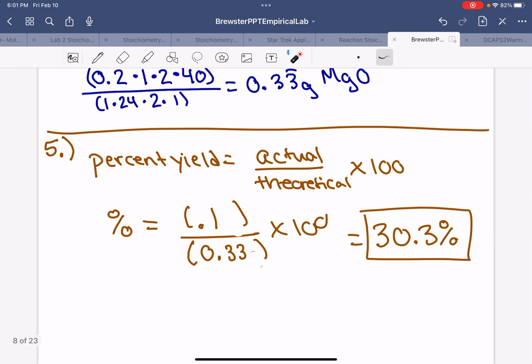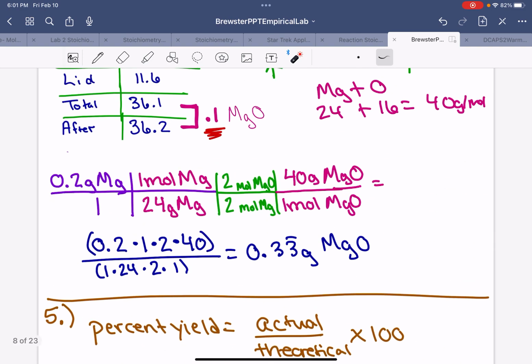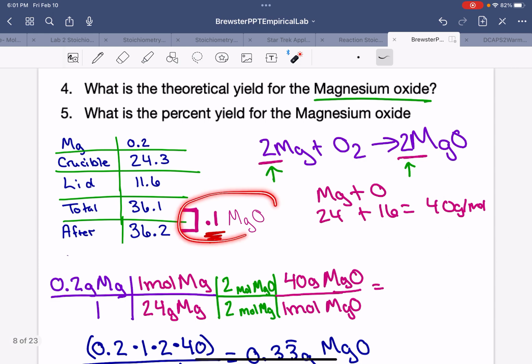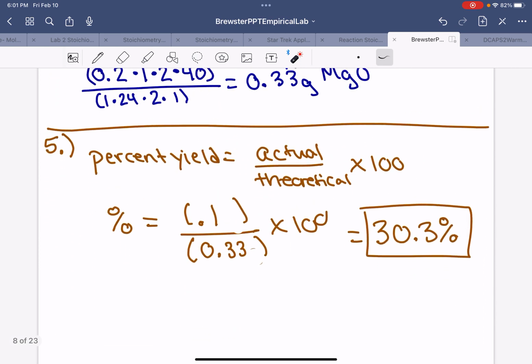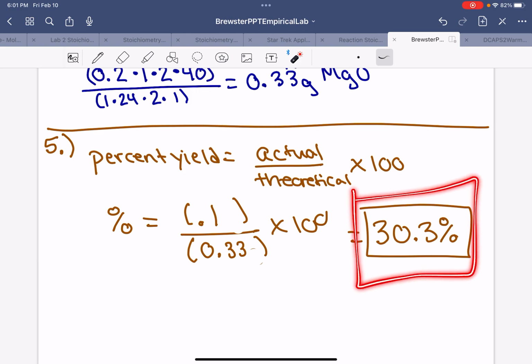Percent yield. Question 5 is actual over theoretical. So when we did this, our actual was 0.1. So we're going to put 0.1 on top and 0.33 on bottom. Then we're going to multiply it by 100. Notice we get 30.3%. So we did not obtain our theoretical yield. So even though we produced almost a 1-to-1 ratio between the magnesium and oxygen, we only got 30%.